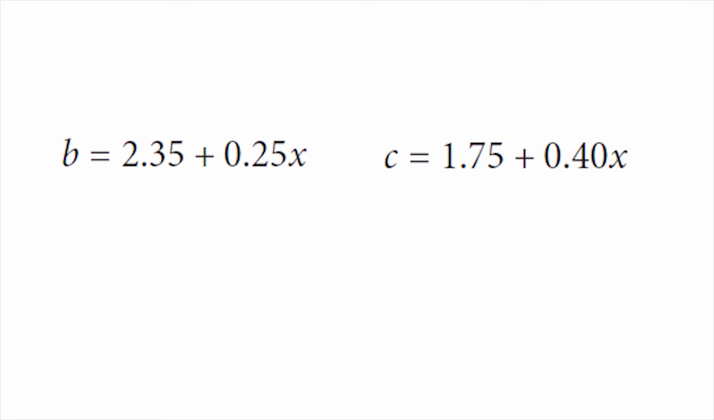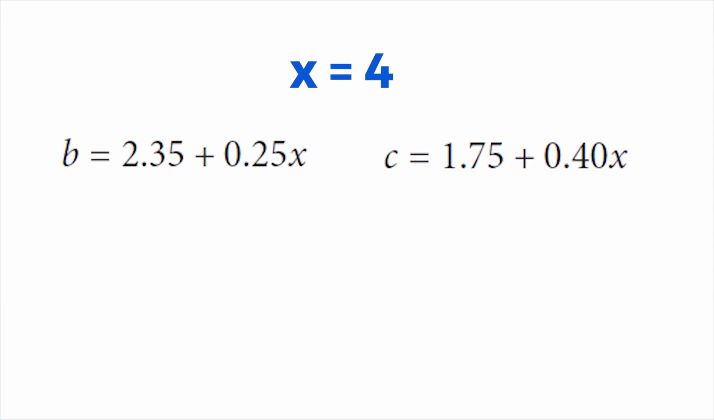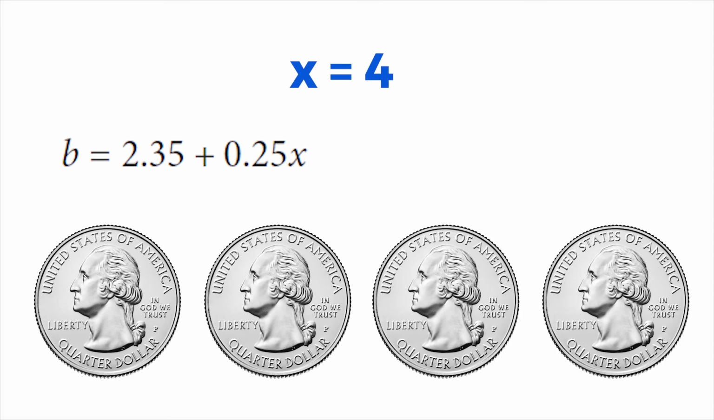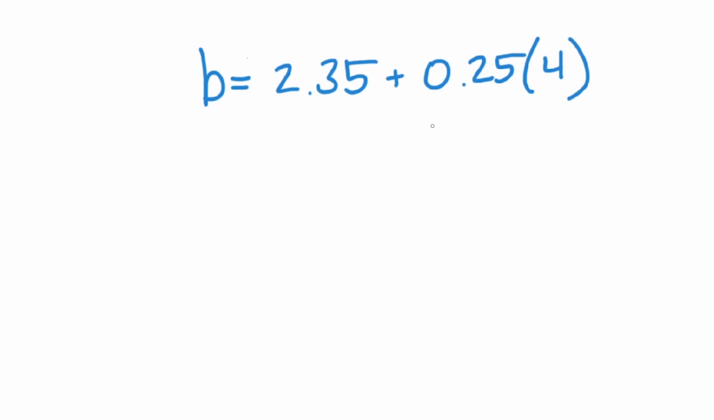We have two equations to choose from. B or C, which one would be easiest to simplify if we change x into 4? I gotta say B would be the easiest, since 0.25 is basically a quarter, and 4 quarters equals $1. Cha-ching! So let's replace x with 4 inside of B.